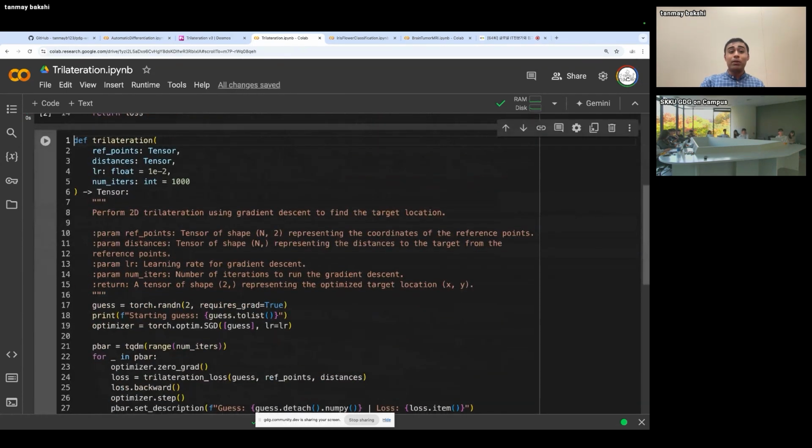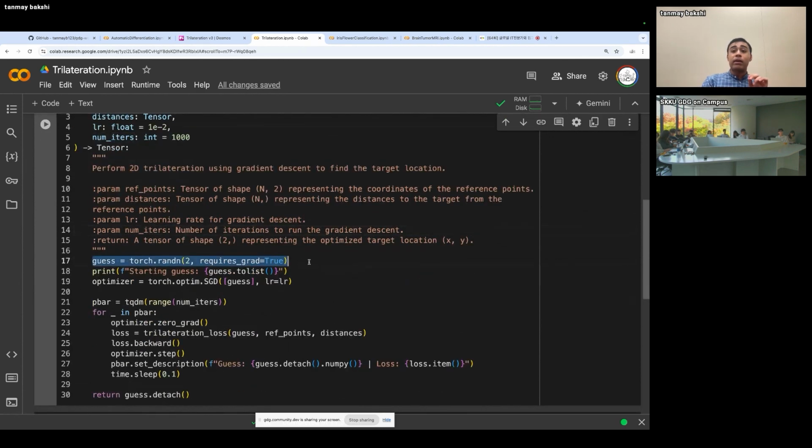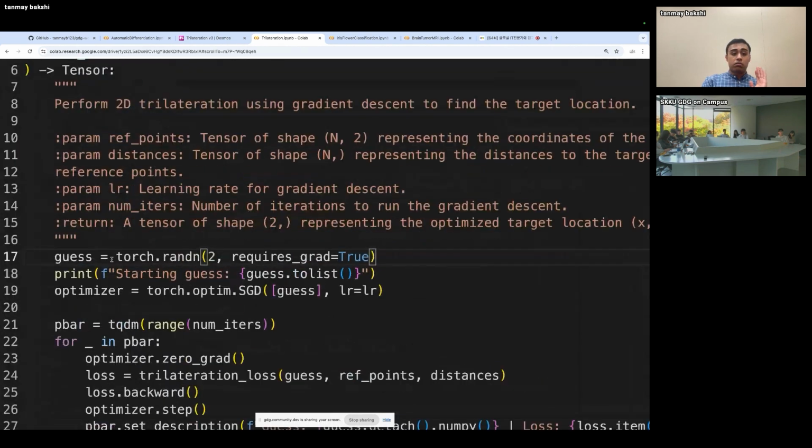This is what actually implements the core trilateration logic. The way it works is by once again taking the reference points and the distance, and then 2 extra parameters that I'll explain in just a moment. The way this function works is it starts by creating a guess. So it starts by quite literally just saying random numbers, a random x and a random y, and that's where we're starting.